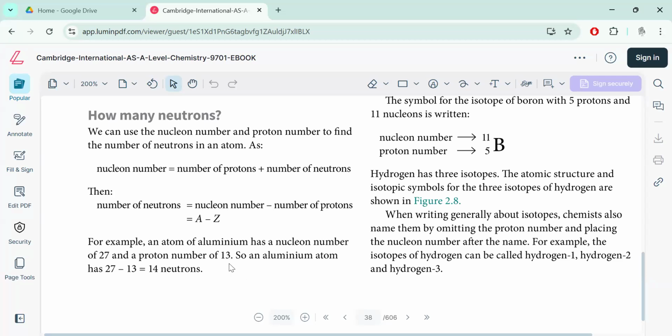So the atomic number is equal to the proton number. If it's 13, then it's 13. If it's 11, then it's 11. And then for the mass right here, to find the neutrons, we just subtract the proton number from the mass. So here we have 27 minus 13, which gives 14 neutrons.